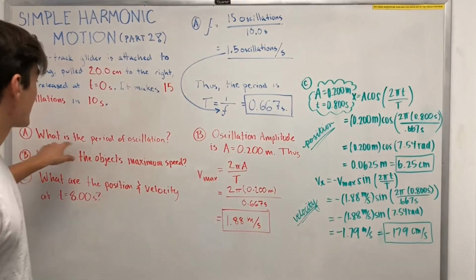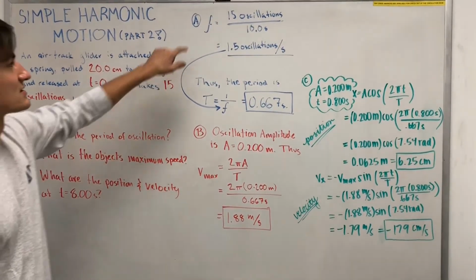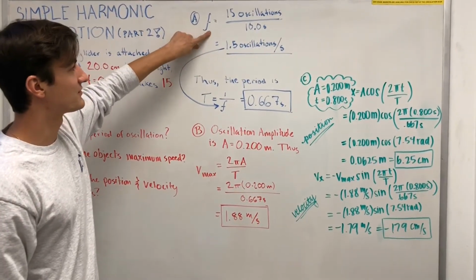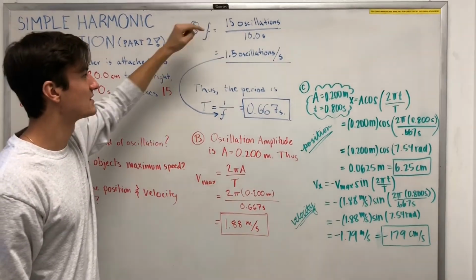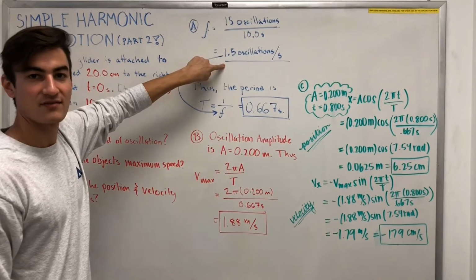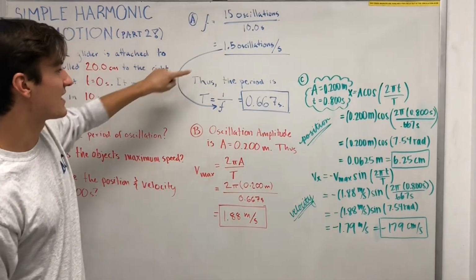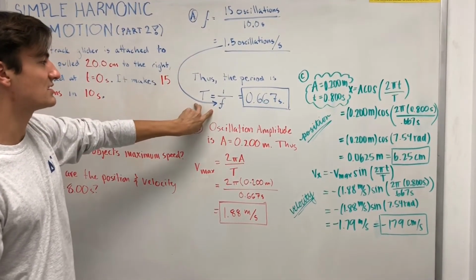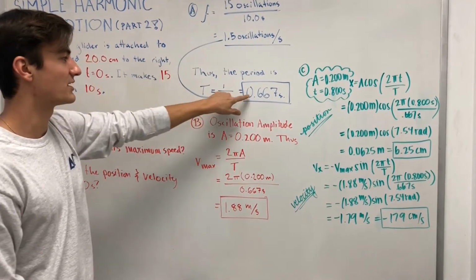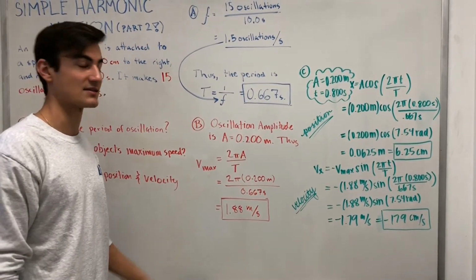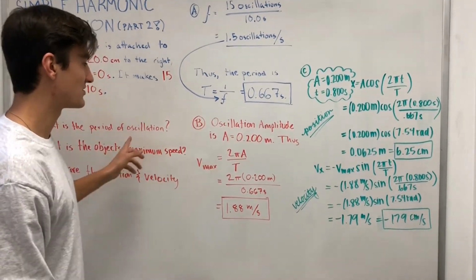Part A asks what the period of oscillation is, and to find that, we need to find the frequency, which is 15 oscillations divided by 10 seconds. We get 1.5 oscillations a second. We plug that into our T equation, which is 1 over f, which is 1 over 1.5, and we get 0.667 seconds. That's our period.